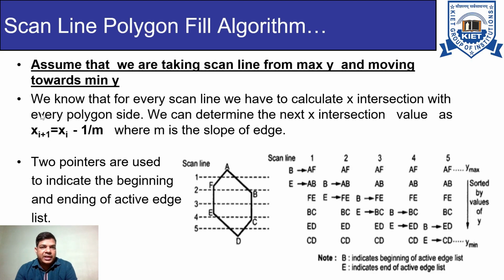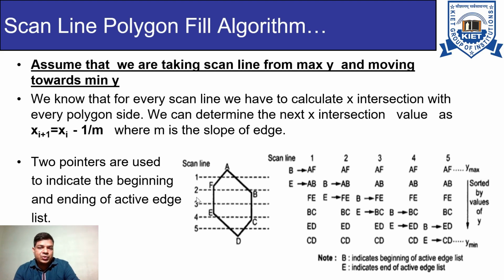So in scanline polygon fill algorithm, we are moving from y equals max to y equals min. Here you can see the polygon, and we are maintaining one list which is called the active edge list. For example, for scanline 1, the active edge list is AF and AB because this scan line is crossing the polygon edges AF and AB.